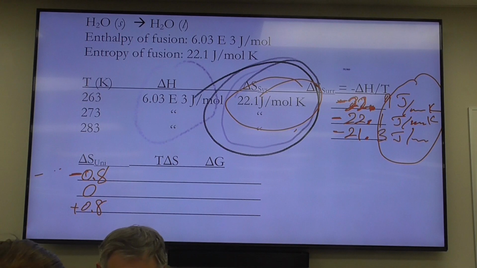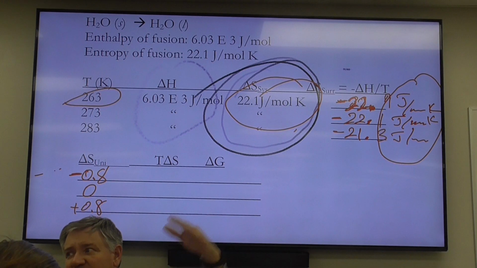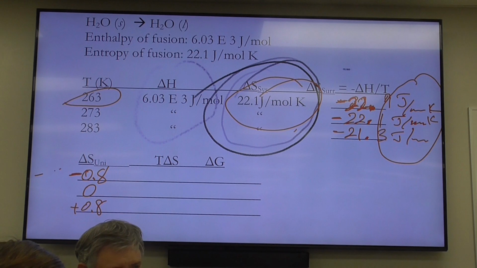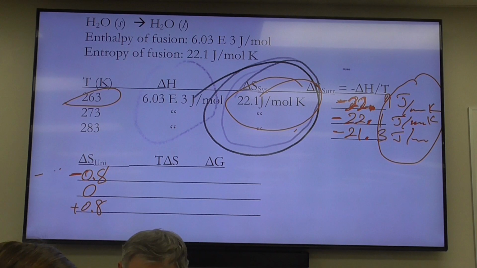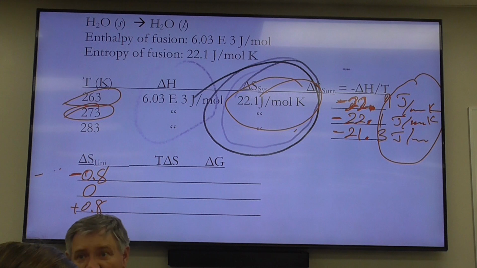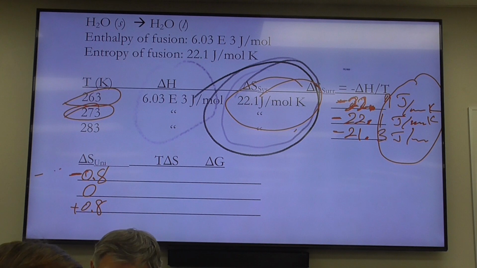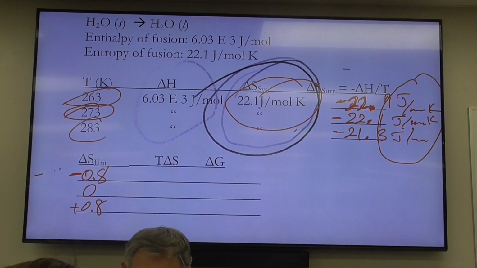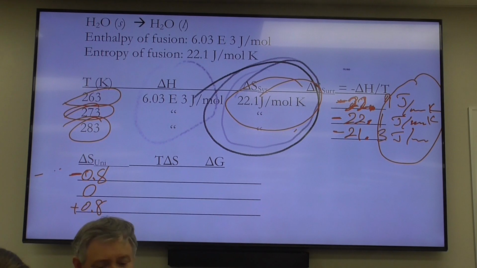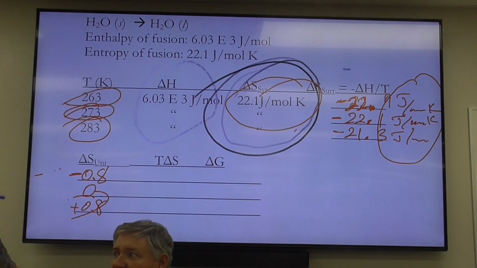Guess what? We're at 263 Kelvin. That is minus 10 Celsius. Ice is not going to melt. You're at 273 Kelvin, otherwise known as zero. Whoa. Now we're at equilibrium. So that's that phase transition. You go to 283, which is 10 degrees Celsius. Delta S switches to a positive value.